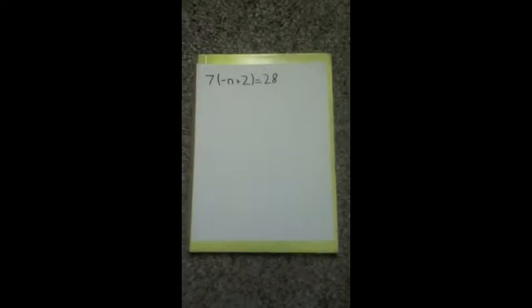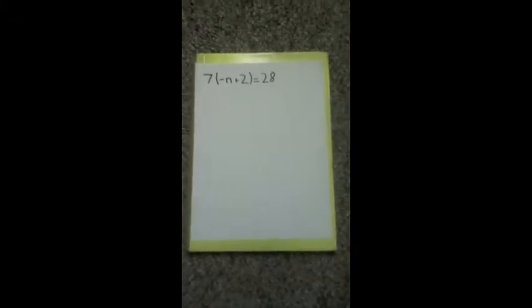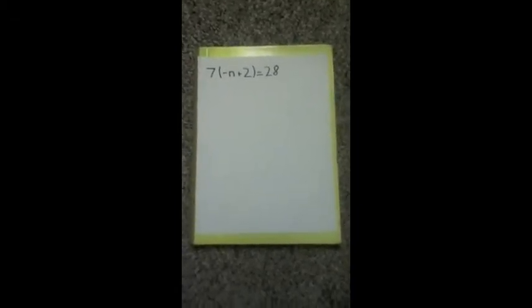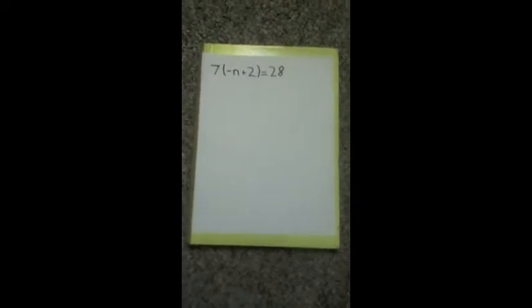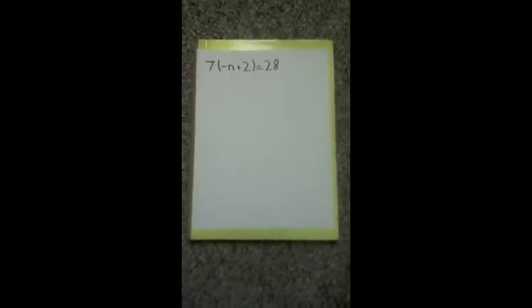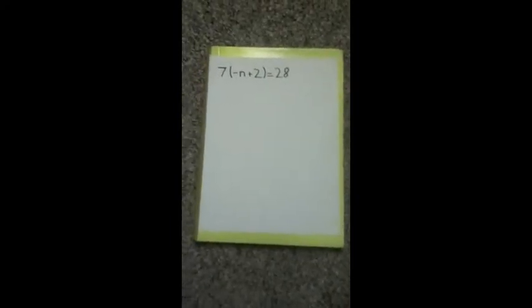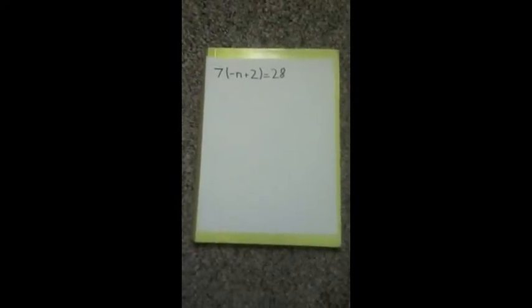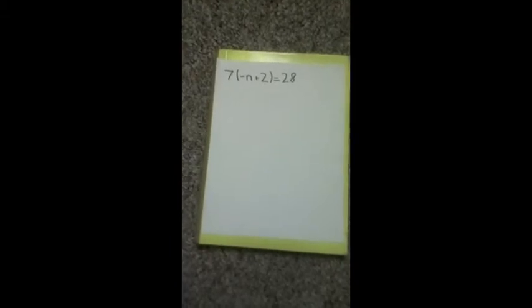Go. 7 bracket negative n plus 2 equals 28. This is the equation that the grumpy old troll gave us. But he said this time that we have to use distributive property in order to solve it. And also this time we don't have to use models, so it's going to take not as long. But what is distributive property?